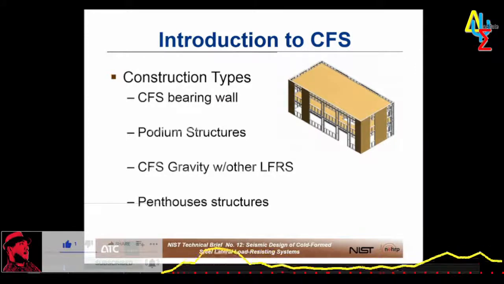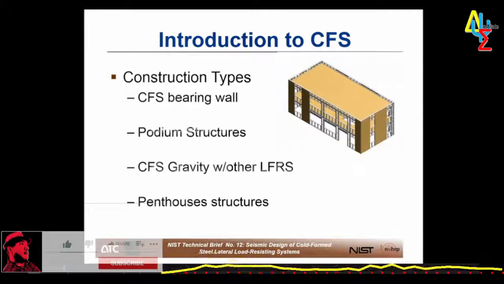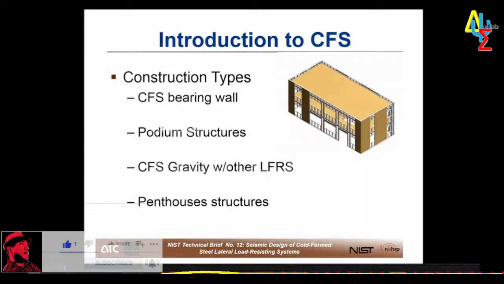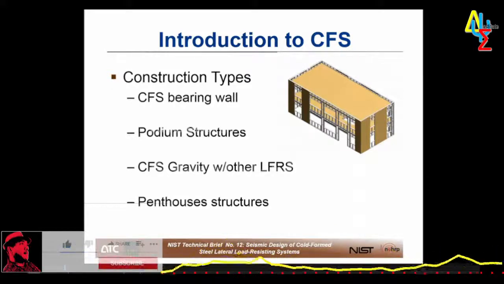And penthouse structures on the top of taller, maybe concrete or steel buildings are also common, but those are generally designed for a different set of loading and criteria, since they are typically considered elements and components rather than part of the main building structure.